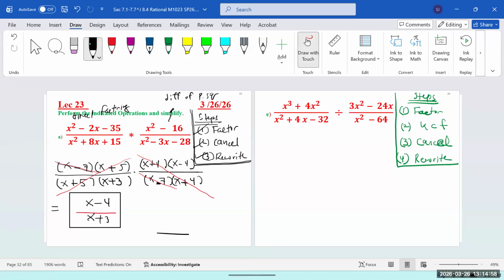Okay, now let's see. Two terms on the left top. What do you do? GCF. So do you take only X out? X squared, great. So what is left? Plus 4. Perfect.